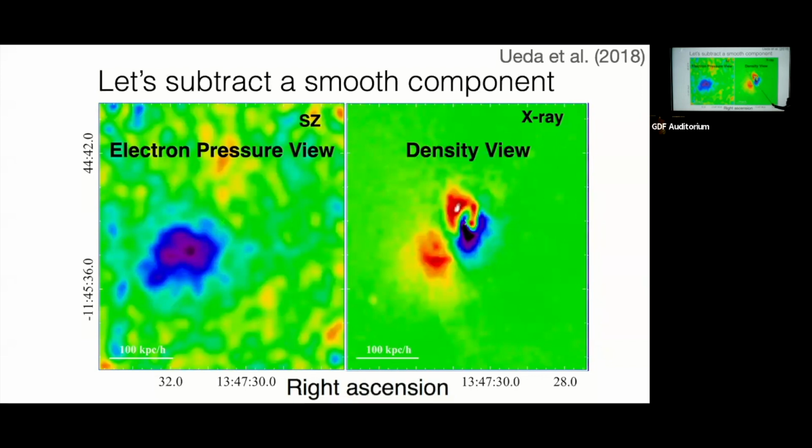But if you look at the SZ, nothing, right? What does that mean? That means this sloshing is subsonic. It doesn't change pressure. And this you never knew unless you use SZ, right? But what about this? It's a shock region. So the perturber came back, and then the shock hit it here. That's the kind of picture that we have in our mind. But the detailed comparison between SZ and X-ray reveals many things.